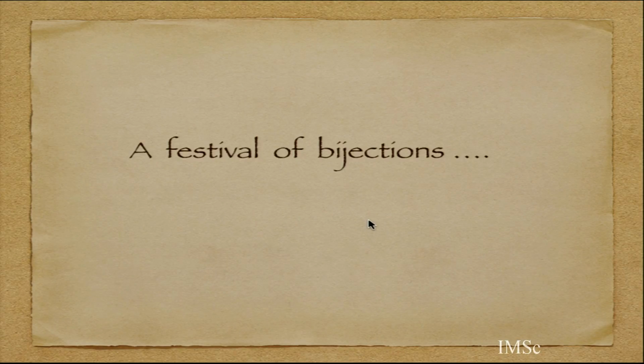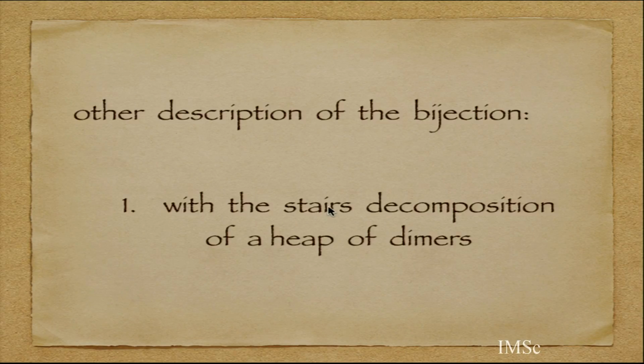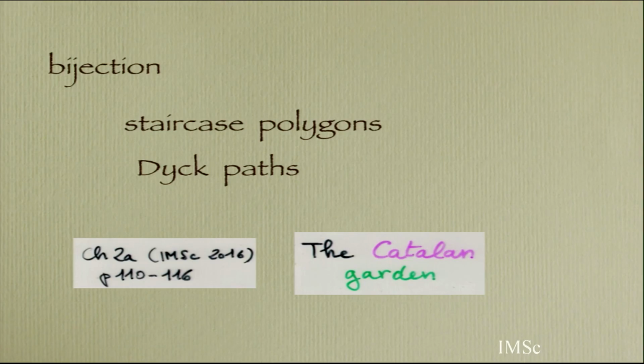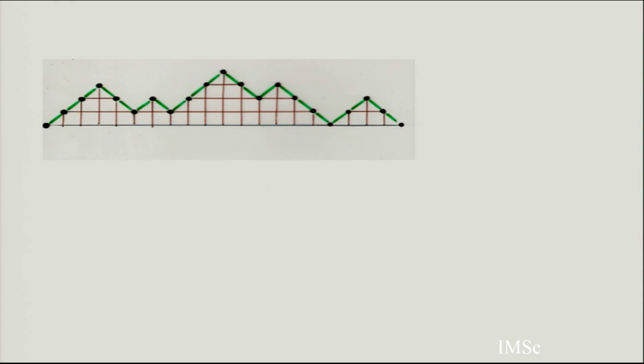I have another description of the bijection. So let's take the stair decomposition of heaps of dimers. So first, there is a bijection between staircase polygons and Dyck paths. This was last year in chapter 2a, pages 110 to 116 in the Catalan garden, from Dyck path to staircase polygon. So here is a Dyck path. I gave last year two bijections with two-color Motzkin paths, but here this is the second bijection.